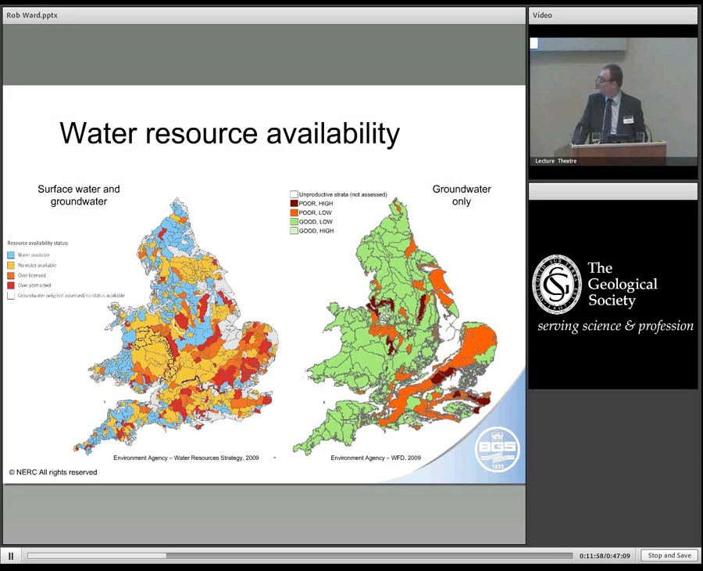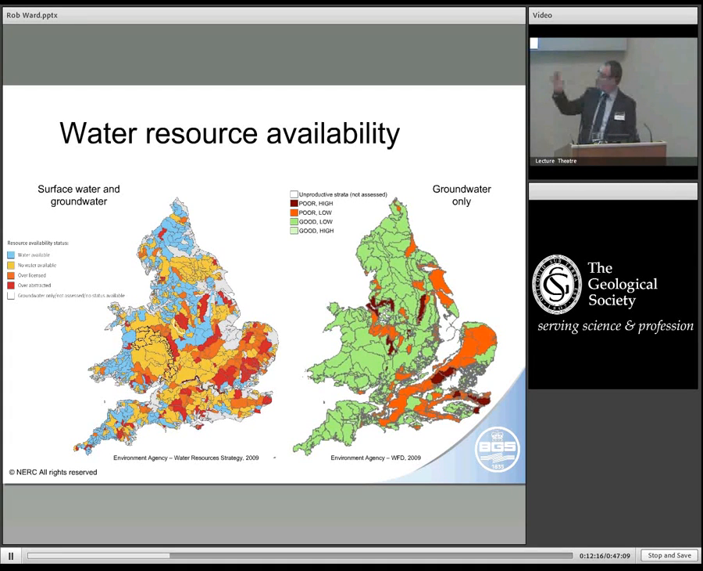And the red areas show areas of potential stress, where there is limited resource available for future abstraction, and where the agency will be looking to manage very sensitively the demands on the water environment. That doesn't mean necessarily that water isn't available, but the management has to take into account all of the demands on the water and also the needs of the environment.